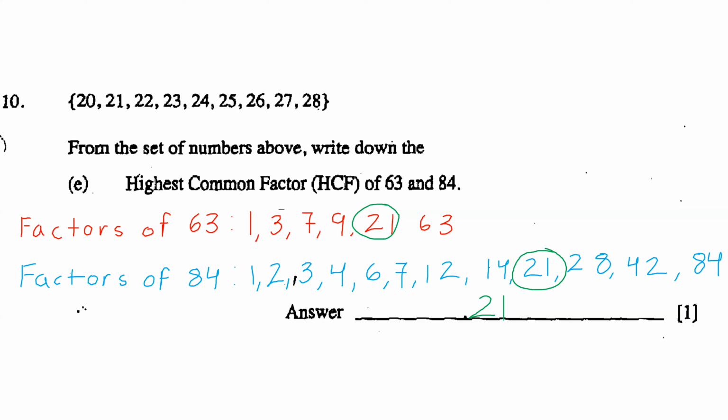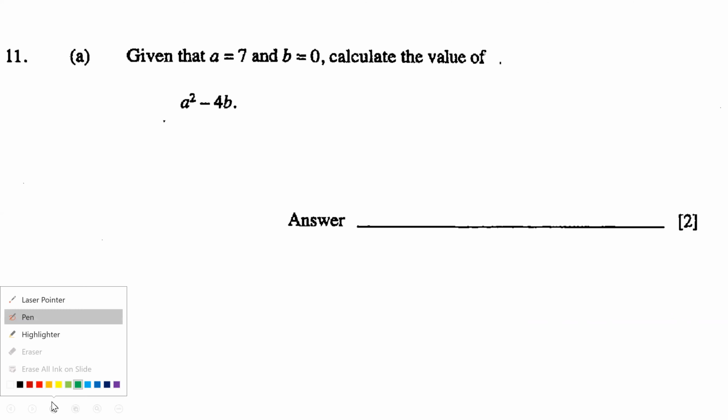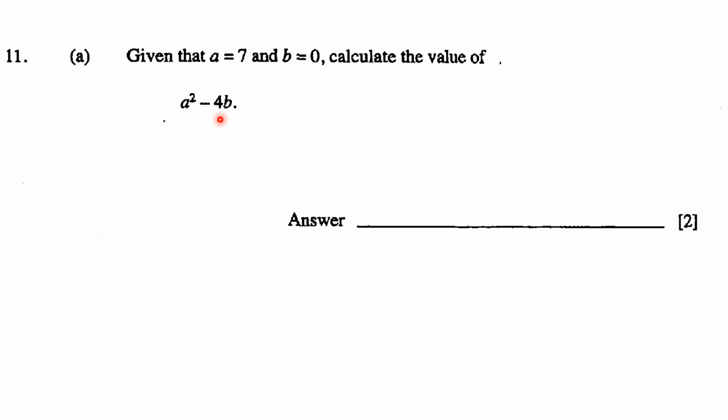Okay, let's move on to the next question. All right, this is number 11A. Okay, this one says, given that we know that A is 7. So that's what the question says. The question says, listen, A is 7. That's what A is. A equals 7 and B is 0. So given that we know that, calculate the value of A squared minus 4B.